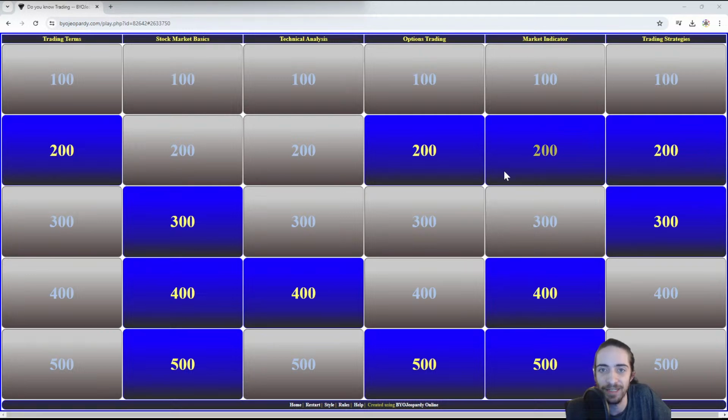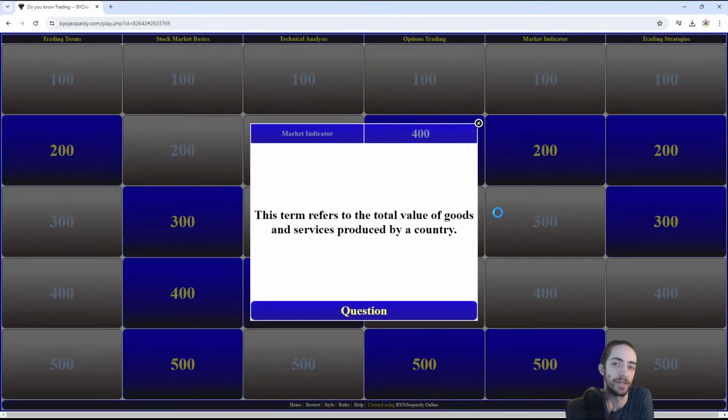Let's go to market indicators for 400. This term refers to the total value of goods and services produced by a country, right? So again, we're sort of getting into a tougher one. This is market indicators, so I'll give you guys a bit of a hint.